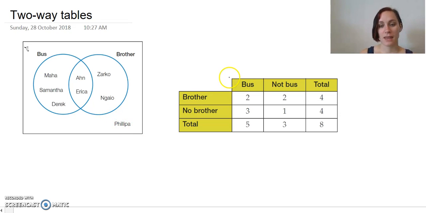So we're doing the same thing here. We've got a category for people who catch the bus and people who don't catch the bus, people who have a brother and people who don't have a brother. So we would know that Philippa would sit in here, the not bus and not brother section, because that's where she is categorized. So we're going to try and do the same thing. And what happens is in all of these, we get to the same total. We should always have our totals down the bottom, and 5 plus 3 gives us 8 and 4 plus 4 gives us 8. So that's what we're aiming to do.